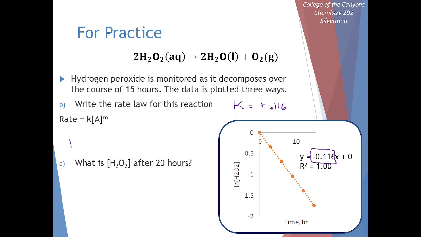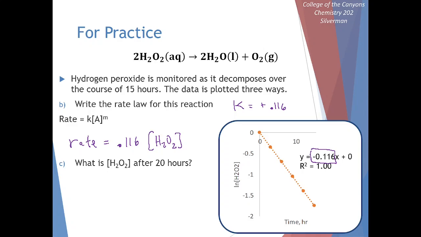For our rate law, now we can write the rate is equal to our rate constant, 0.116, times concentration of hydrogen peroxide raised to our exponent, which is, well, just 1. The 1 we don't even need to write. There we go. Here is our complete rate law.